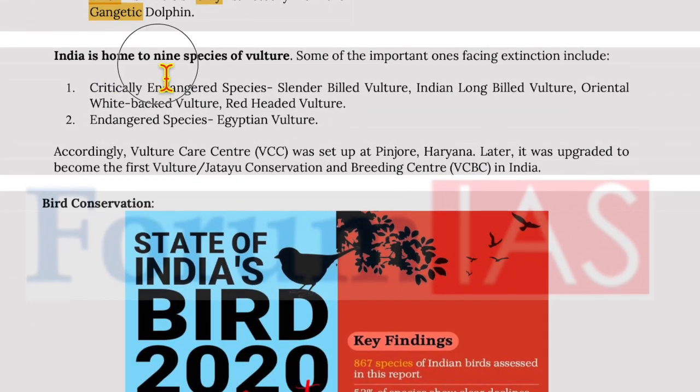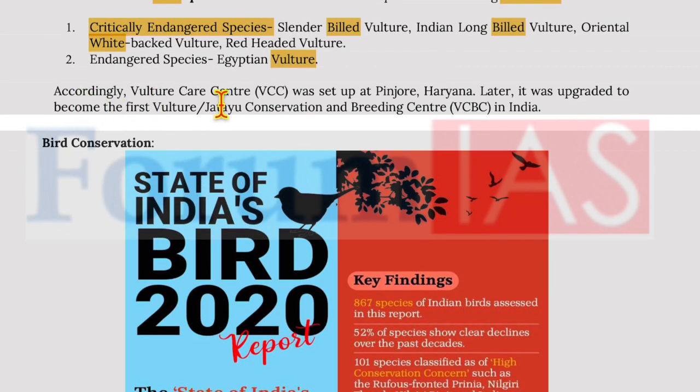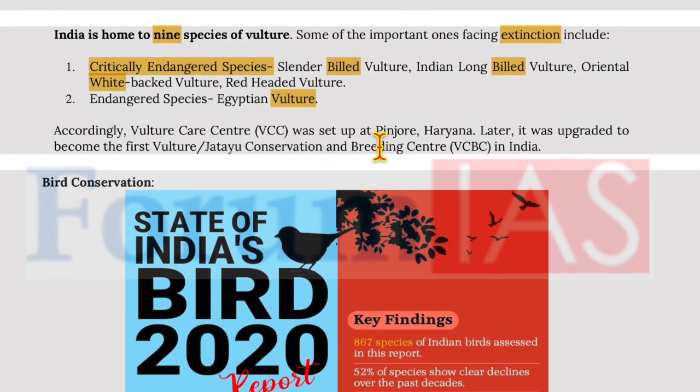Now, India is home to 9 species of vulture. Some of the important ones facing extinction include the critically endangered species: slender-billed vulture, Indian long-billed vulture, Oriental white-backed vulture, and red-headed vulture, which is the mafia of vultures. Now, endangered species include Egyptian vulture. According to the Vulture Care Center, which was set up at Pinjore, Haryana, later it was upgraded to become the first vulture Jatayu Conservation and Breeding Center in India.